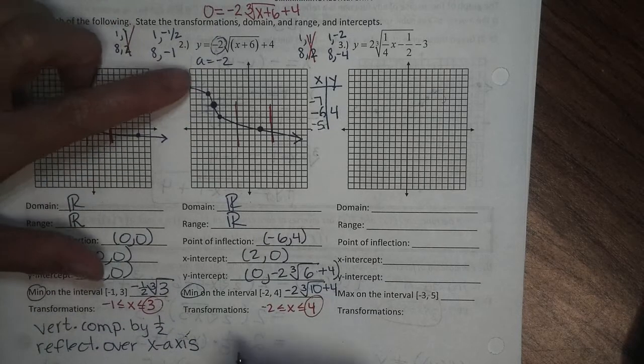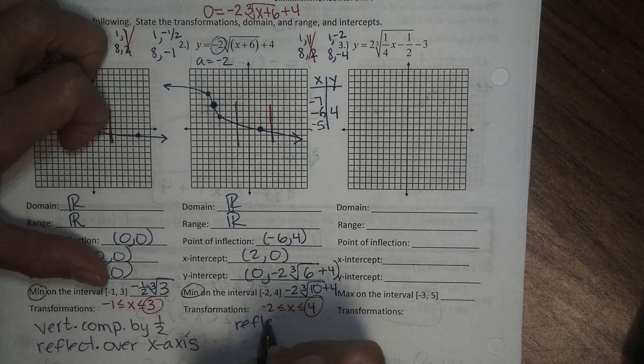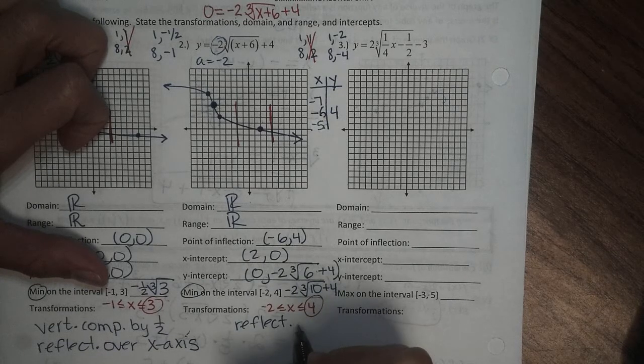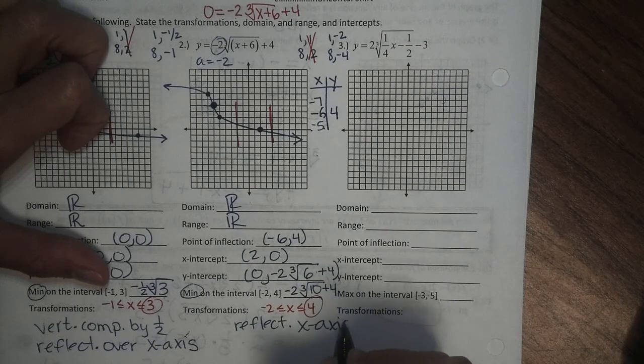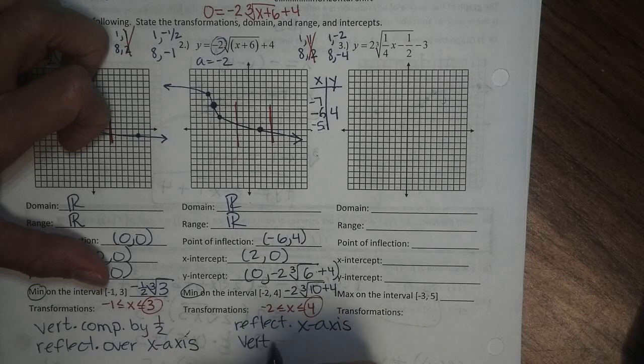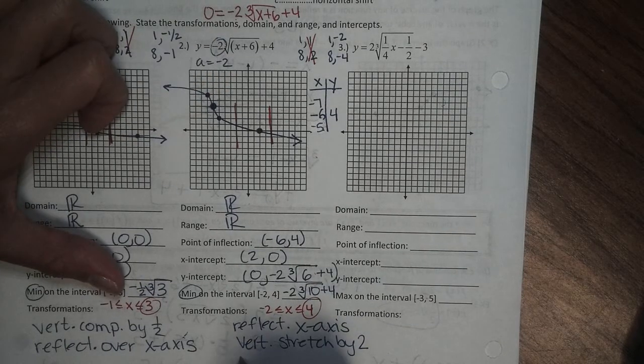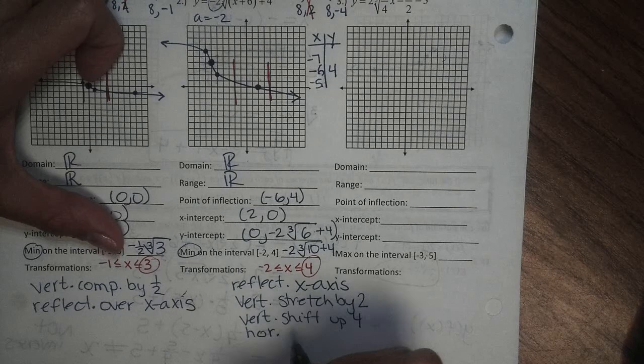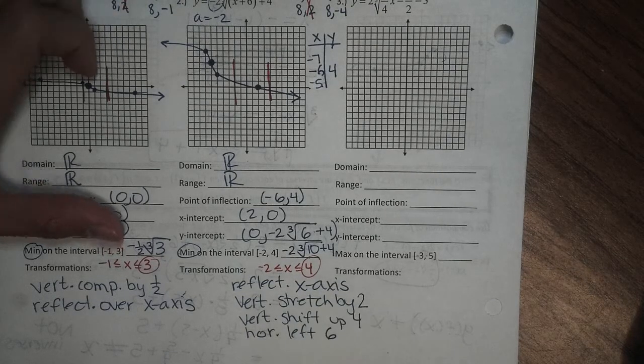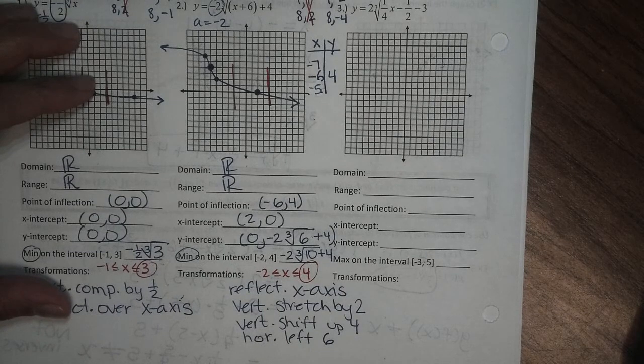Transformations. Reflection over the x-axis. Vertical stretch of 2. And then I guess you can do the vertical shift: up 4, and the horizontal one, left 6. Let me pause for questions, and then y'all can try number 3.